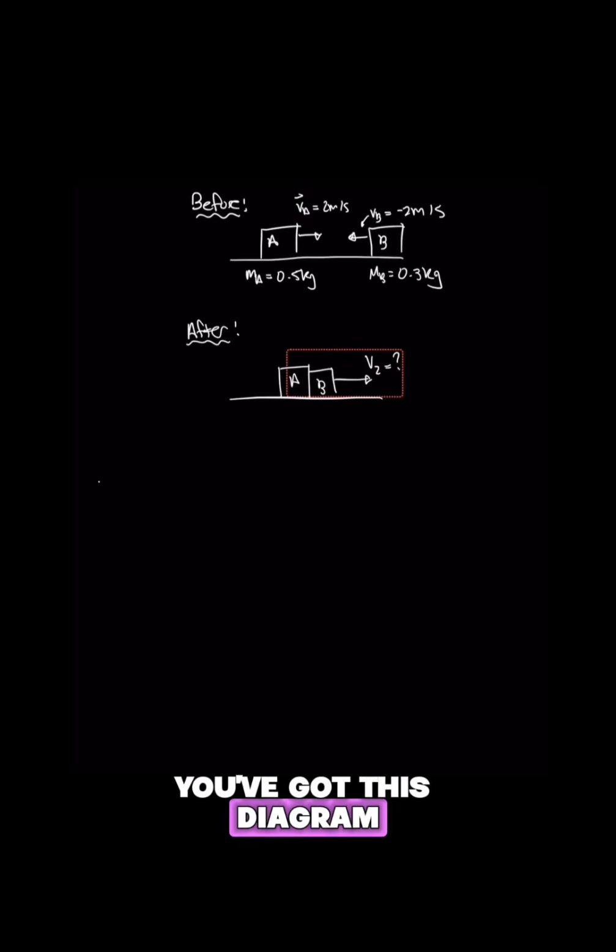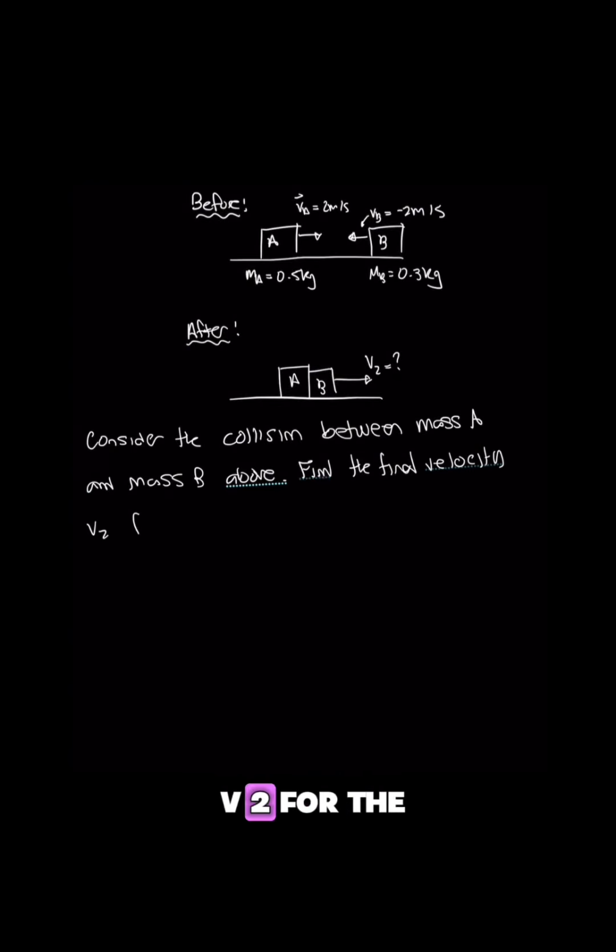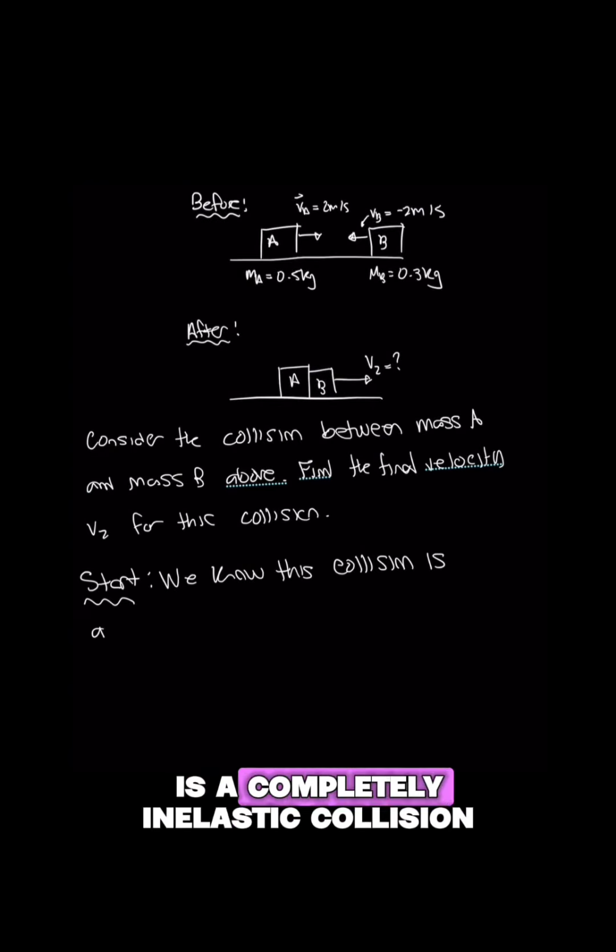Alright, so let's say we're given this diagram of a collision between two masses A and B. The question says, consider the collision between two masses A and B above. Find the final velocity v2 for the collision. To start, we know the collision is a completely inelastic collision.